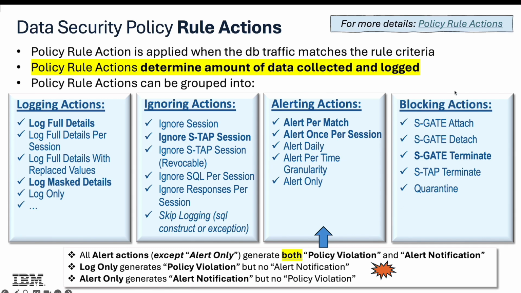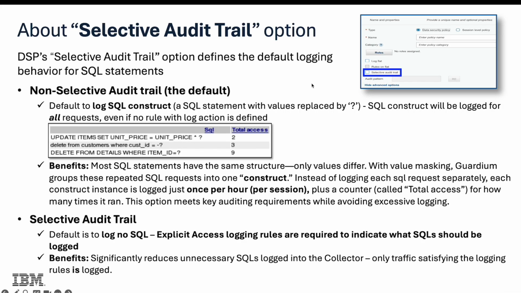Fourth, blocking actions, which need an advanced DAM license. We don't cover blocking actions in this training. For more details about what each rule action does exactly, please refer to the Knowledge Center page. Next, let's talk about an important DSP policy advanced option, Selective Audit Trail.